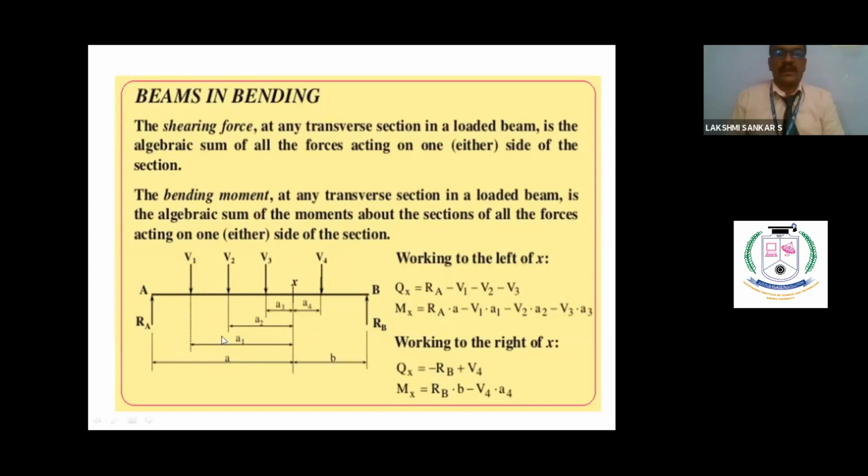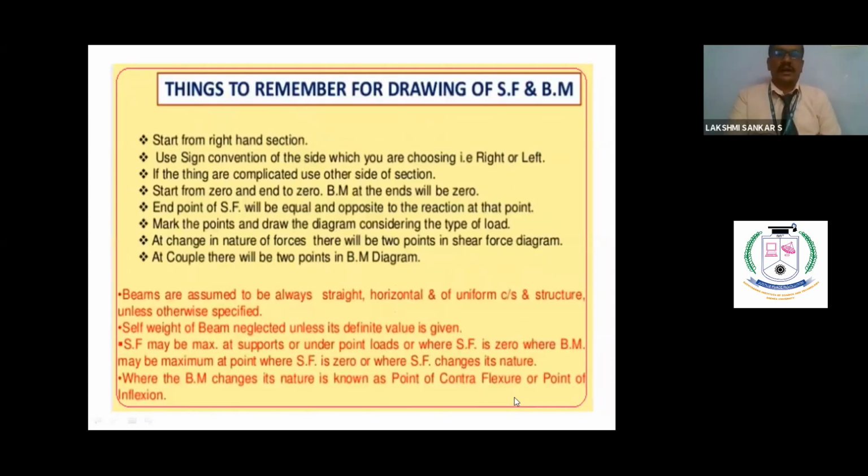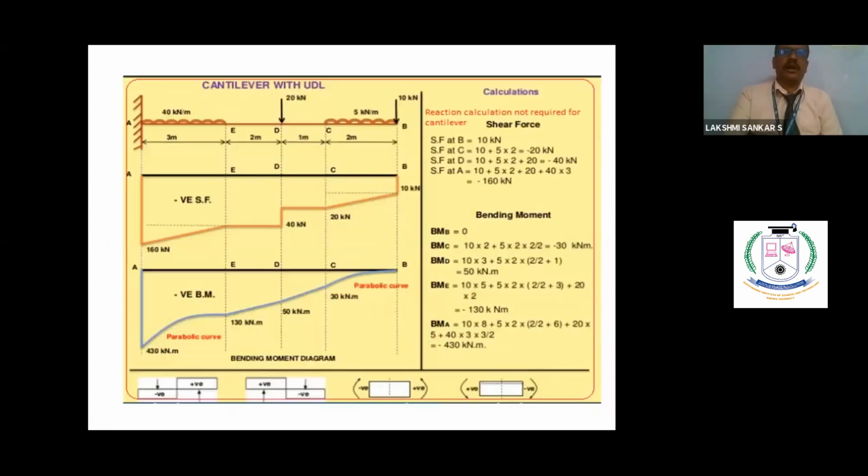Let's say if you consider the left side, RA into a, V1 into a1. RA is trying to bend upward, so positive; V1 is trying to bend downward, negative; V2 is negative, V3 is negative. To the right, it is trying to bend upward, positive, and trying to bend downward, negative. Therefore RB into b and V4 into a4, something like that. It is a small explanation of how you draw the diagram, in a very short duration.